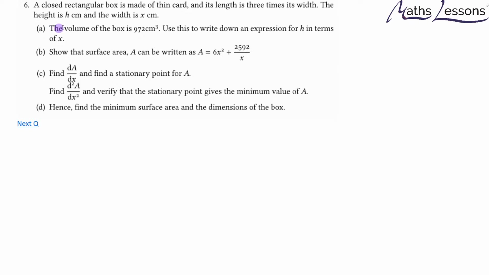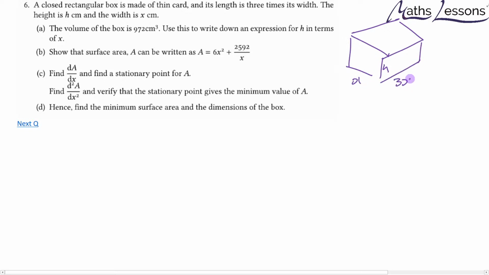Right, here we go. So we've got a closed rectangular box made of thin card. Its length is 3 times its width. The height is h and the width is x. So let's just draw that out. So we've got height, we've got width of x, and we've got length of 3x. So therefore the volume is going to be equal to x times 3x times height. So it's equal to 3x squared h. And we know that's 972.